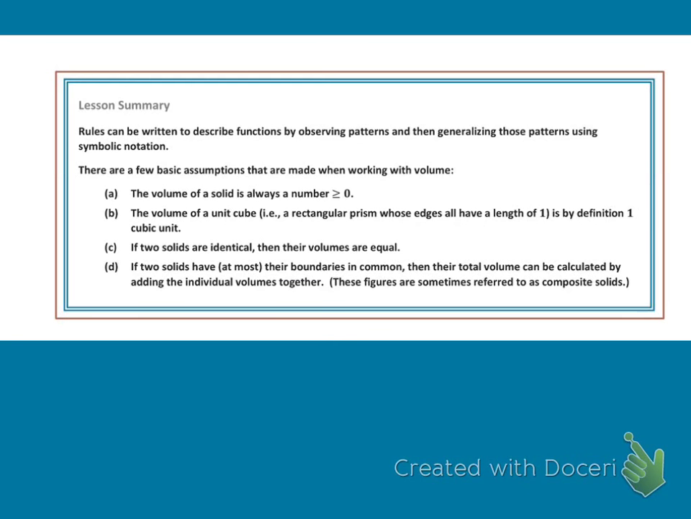And then if two solids have, at most, their boundaries in common, in other words, you can think of blocks backed up to each other, their total volume can be calculated by adding the individual volumes together. Those figures are sometimes referred to as composite solids. So it's a very natural thing to do to divide it up, so they're just telling you that you can.